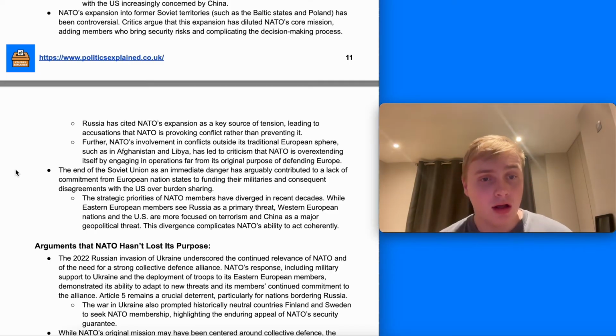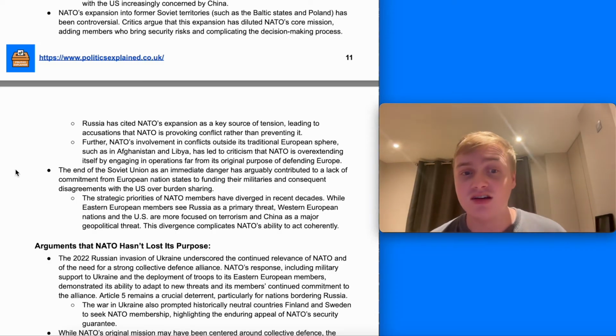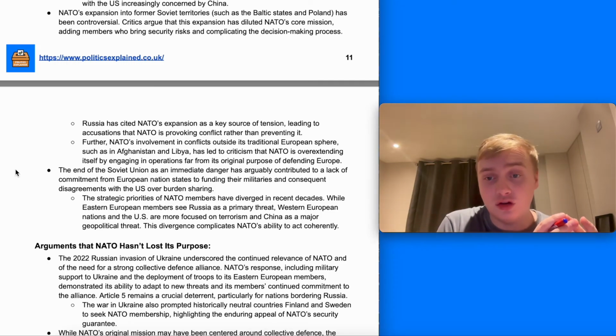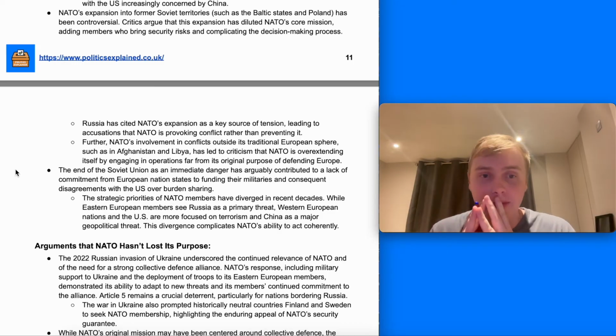And therefore, the end of the Soviet Union as an immediate danger also arguably contributes to a lack of commitment from European nation states to funding their militaries and consequent disagreements with the United States over burden sharing. And actually there can be seen as a bit of a divergence, particularly in the 2000s and 2010s, between Western Europe especially, and then Eastern Europe and the United States as well.